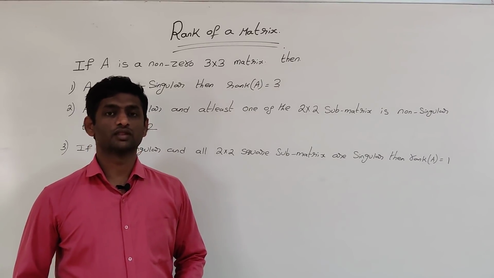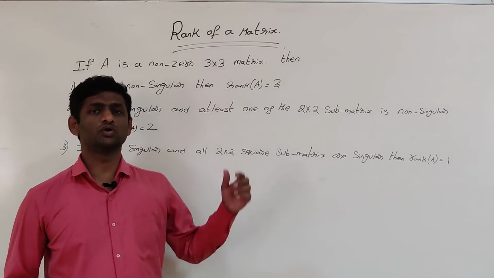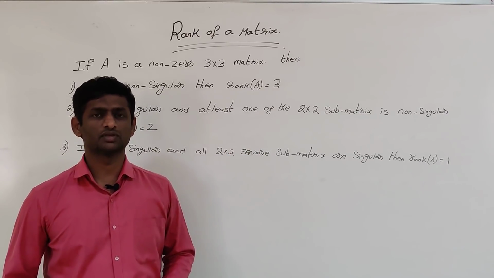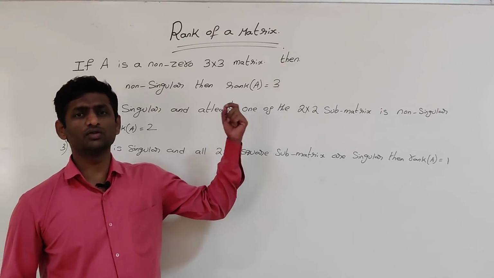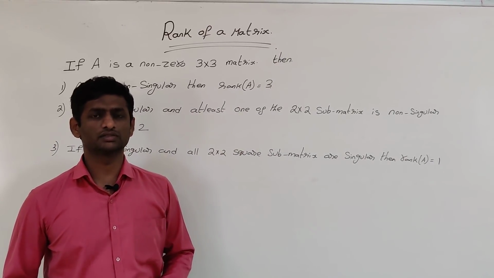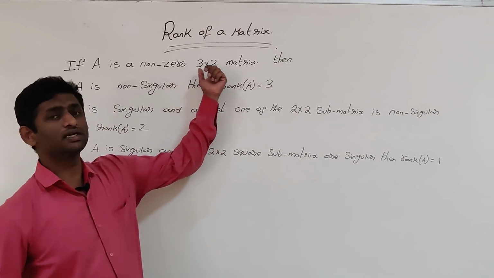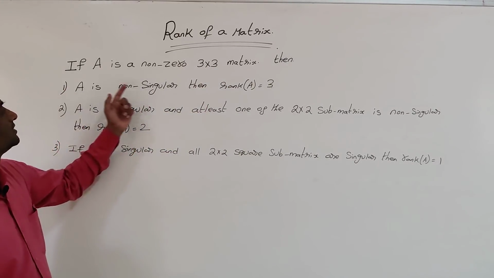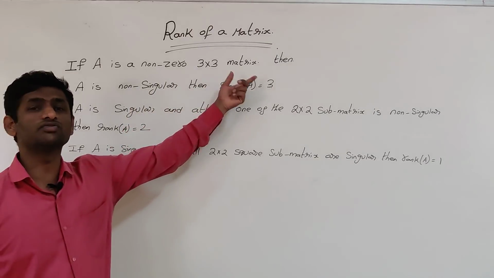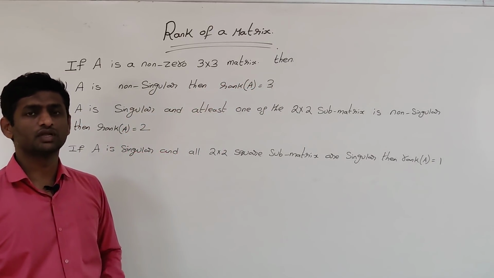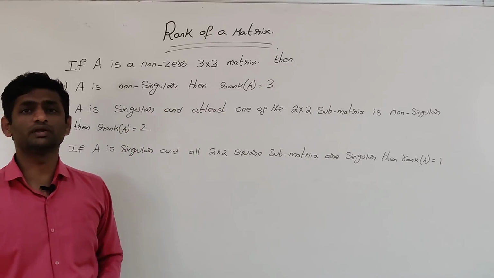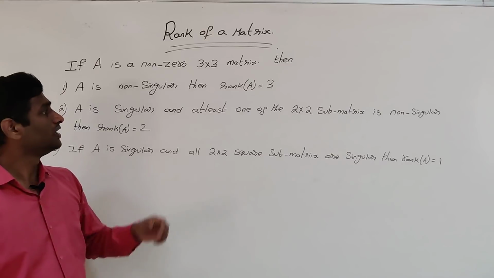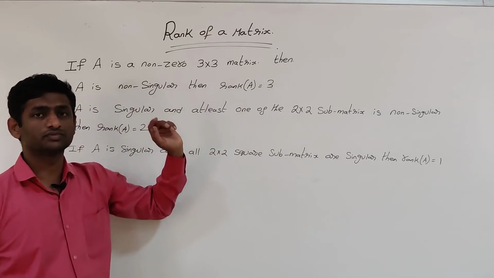Hello students, in the last class we have seen what is the submatrix and what is the rank of a matrix. So we will see how to find out the rank of the matrix. Suppose A is a non-zero 3 by 3 matrix, let's discuss once again. If A is non-singular, then the rank of the matrix will be 3. Non-singular means the determinant should not be equal to 0. The determinant of a 3 by 3 should not be equal to 0. If it is not equal to 0, then the rank is 3.